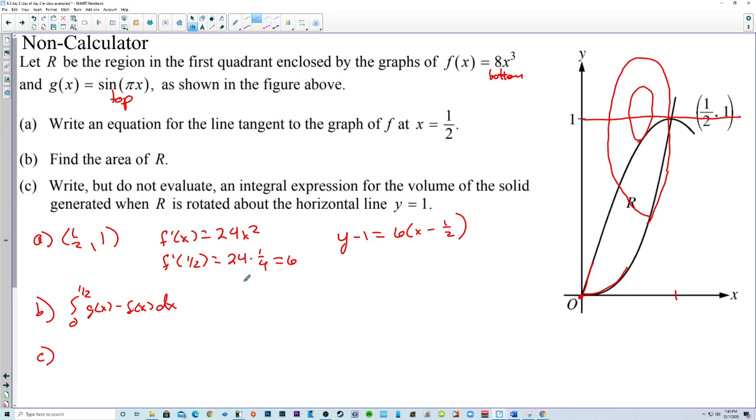So we have big circle minus little circle. Now we're integrating from 0 to 1/2 because these circles are stacking up. They're vertical. The circles are vertical. They're stacking up along the x-axis from 0 to 1/2. And so now we need big radius. So the big radius goes from the curve, the bottom curve, to this line.